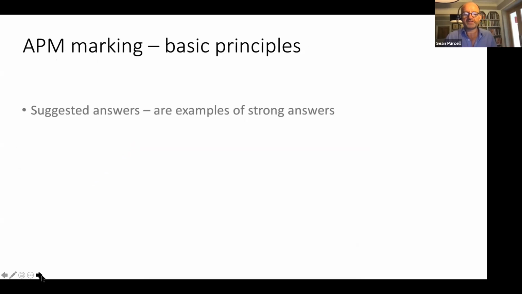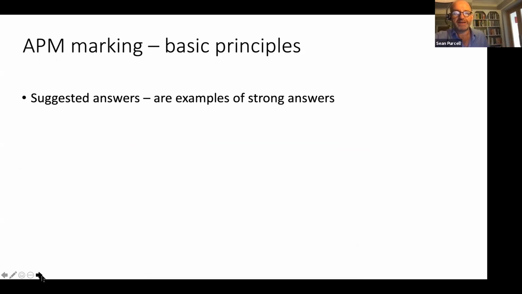So in terms of the basic principles of not just APM, but all strategic professional exams, the suggested answers are way beyond what we would probably expect a student to write. And at strategic professional level particularly, I wouldn't just look at suggested answers, I would be looking at the examiner's report. So that's important. Don't think you have to write an answer. They often have a tutorial value, the official answers as well.